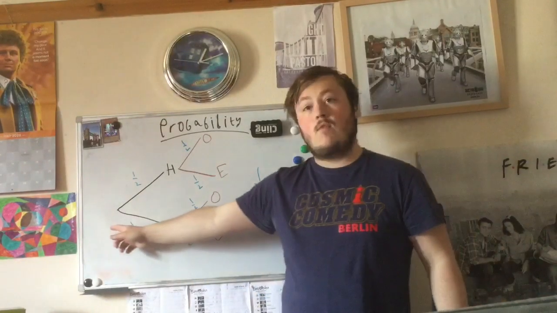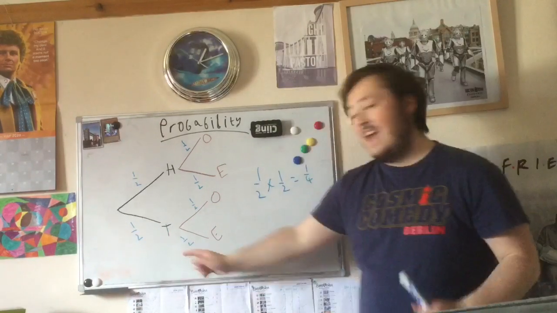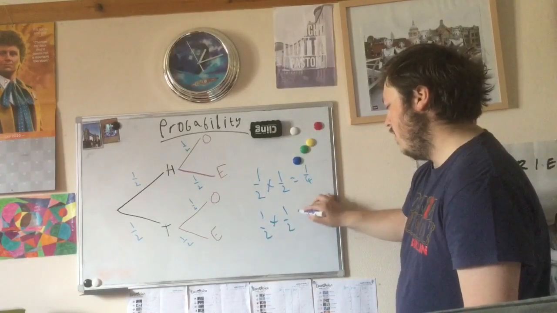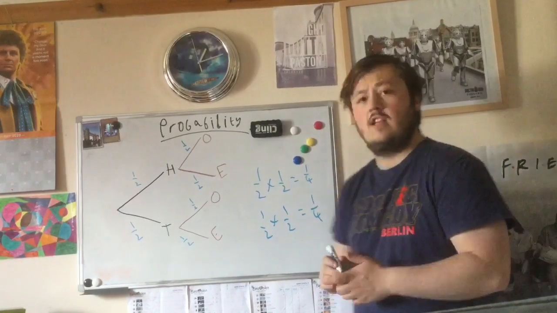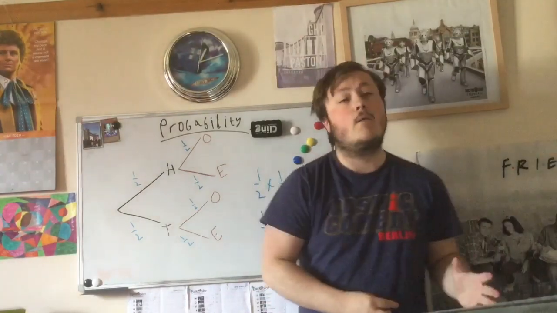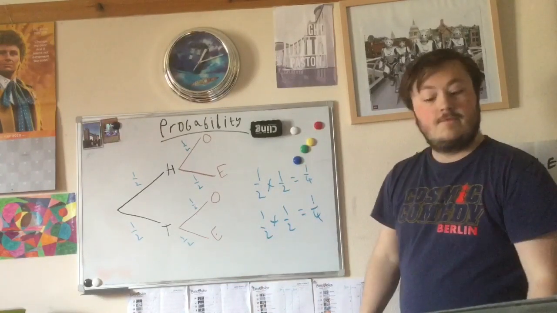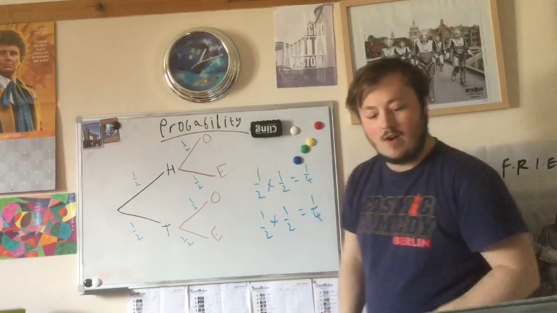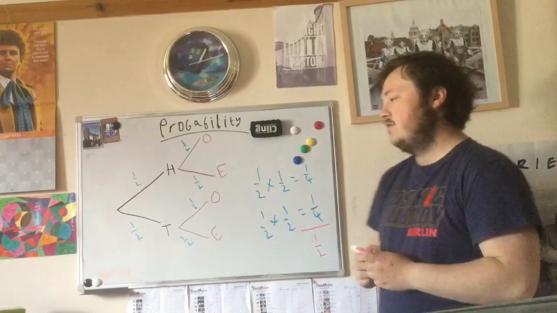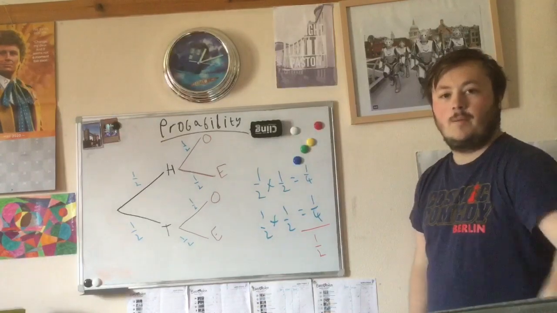The other chance I have of getting an even number is if I get a tails and then I roll an even number. So that's a half times a half, also equaling a quarter. So what do I do with these two probabilities that I've just worked out? You add them together. So what's a quarter add a quarter? That's right, it's a half. So the probability that I would roll an even number is 1/2.